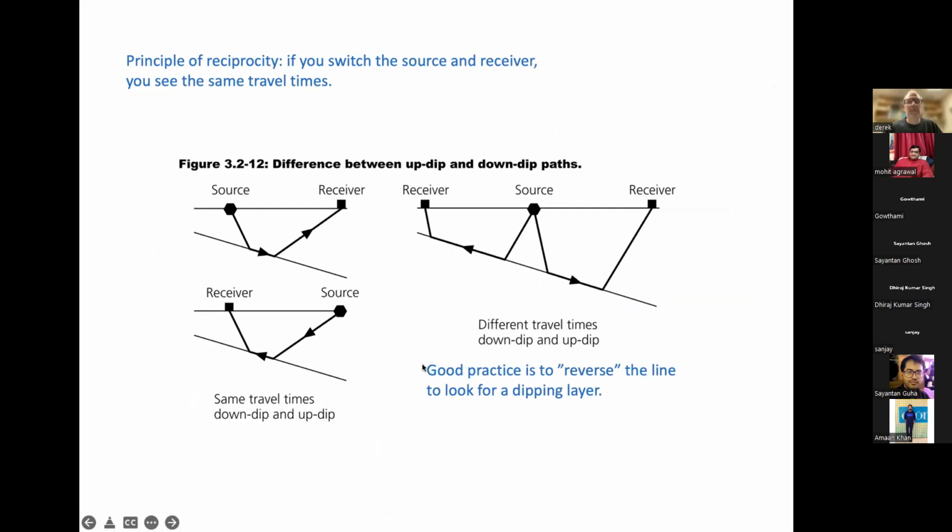Now, the principle of reciprocity is that if you switch the source and receiver, you would see the same travel times. So here's the source and here's the receiver, and here's the source and here's the receiver. You would have the same travel time. This is called reversing the line. You put the receiver on one side and then the other side of the source. And this is a good way to determine if the interface that you're traveling along has a dip.